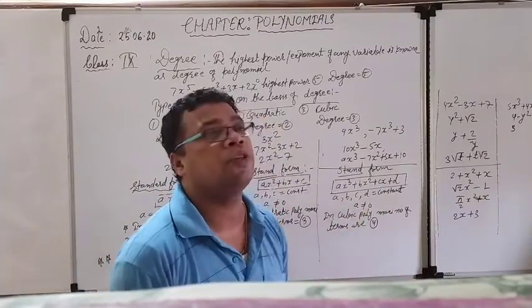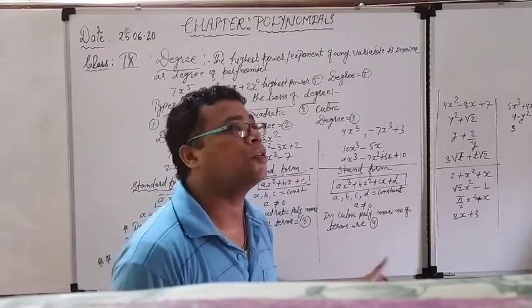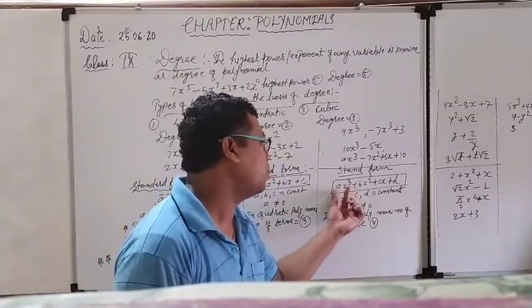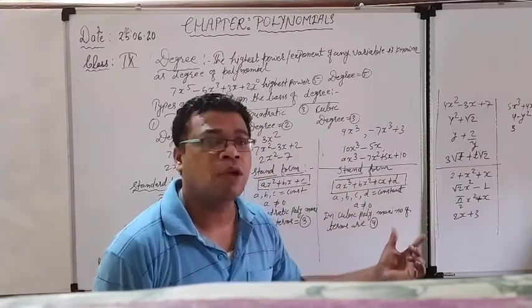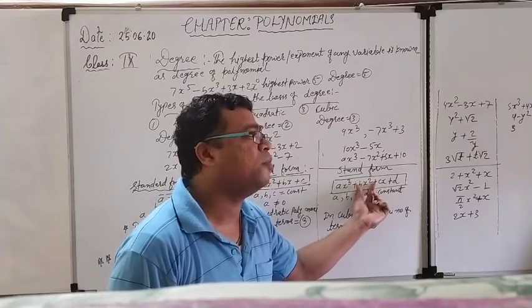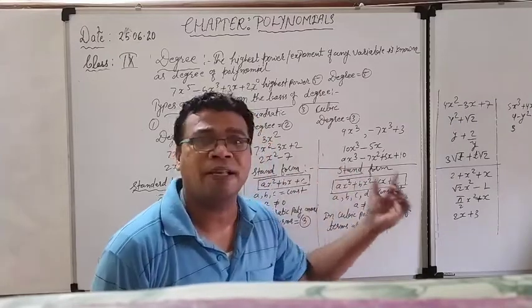What is the condition? A should not be equal to 0. Why should this a not be equal to 0? Because it is the coefficient of x cube. If this a is equal to 0, then this particular term ax cube is totally 0, and after that the maximum power will be 2, and if the maximum power is 2, then it will be considered a quadratic polynomial.